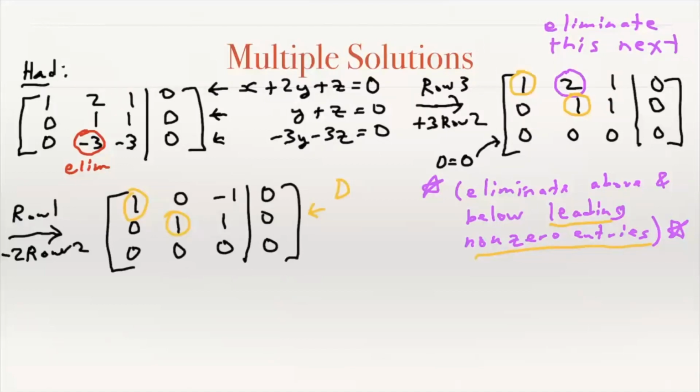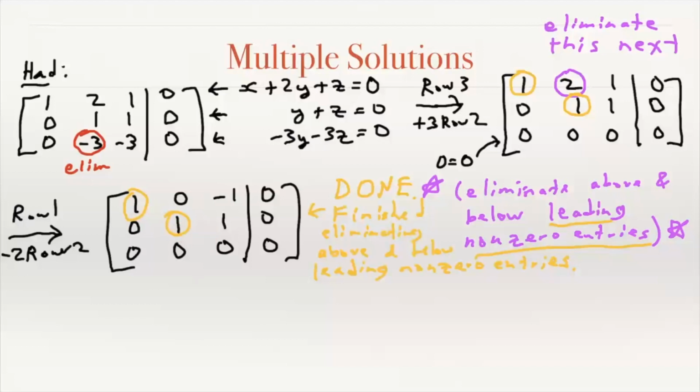And at this stage, we are actually done. We have finished eliminating above and below the leading non-zero entries. And that's what the elimination algorithm really is. It's eliminating above and below all the leading non-zero entries. Okay, but how do we get from this the general solution?